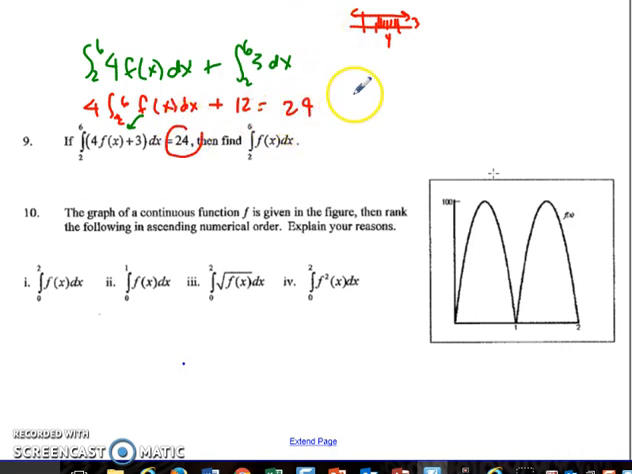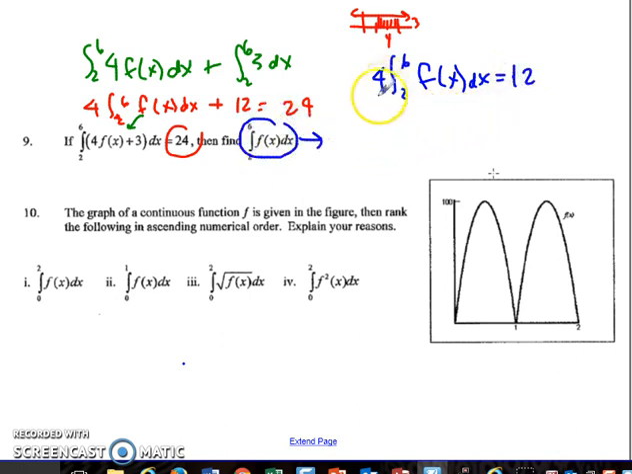So now I'm going to take 12 and subtract it from both sides. So I have 4 times the integral from 2 to 6 of f of x dx is equal to 12. Then I can go ahead and divide by 4. So the integral that I am solving for is actually equal to 3.